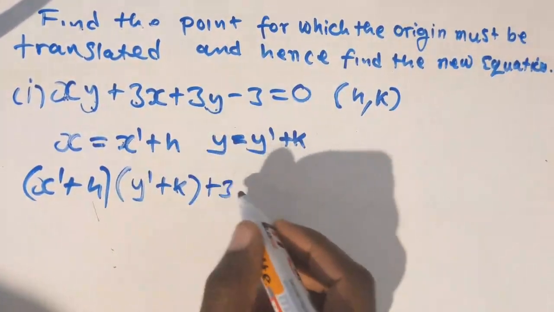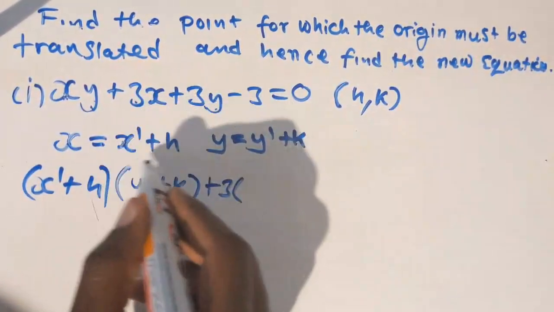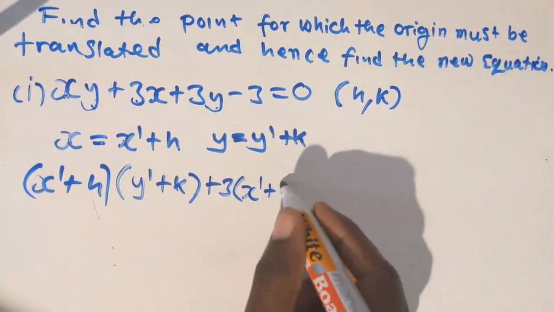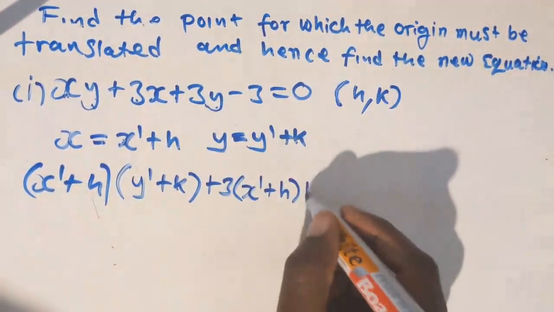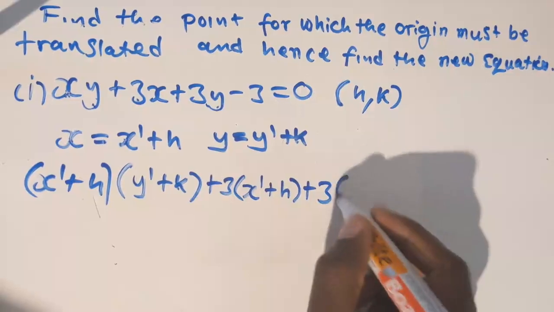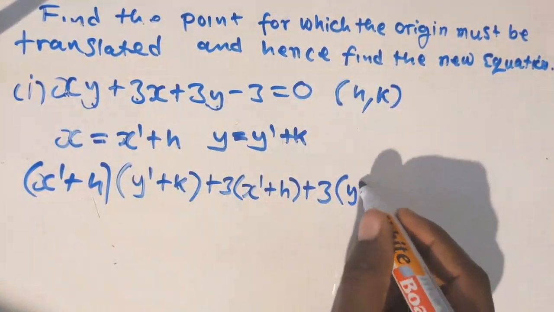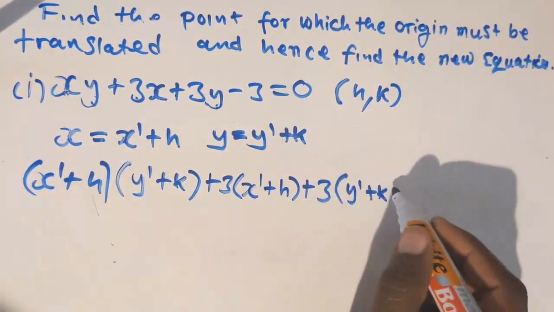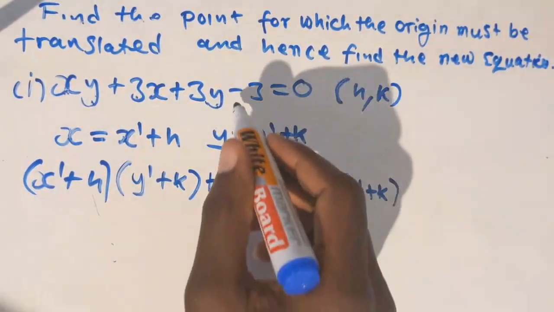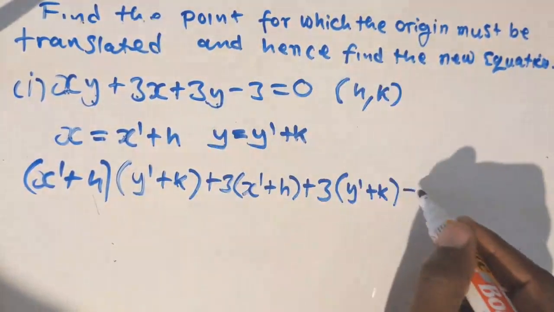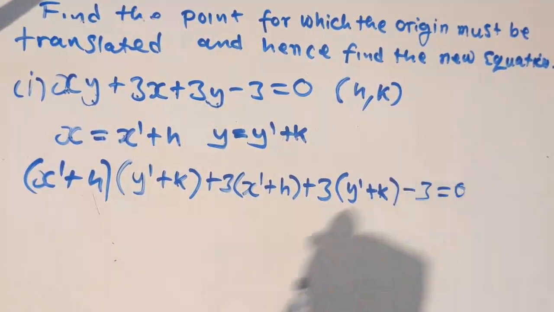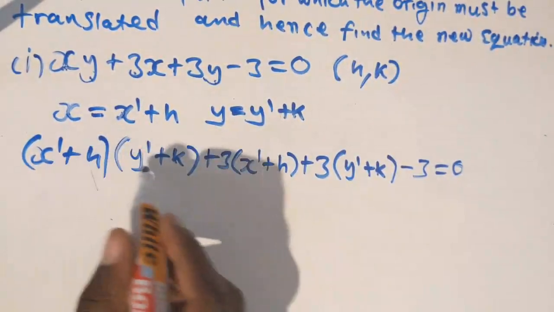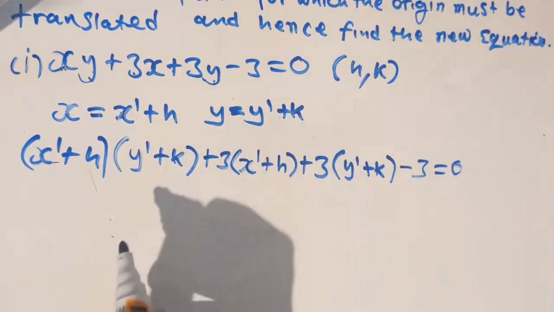Plus what we have here is 3 multiplied by x, and x is x prime plus h. Then there's plus 3 open bracket, there is y, it is y prime plus k. That is what you're supposed to do. Then there is minus 3, equal to 0. Then what you're supposed to do now is to expand everything and simplify.